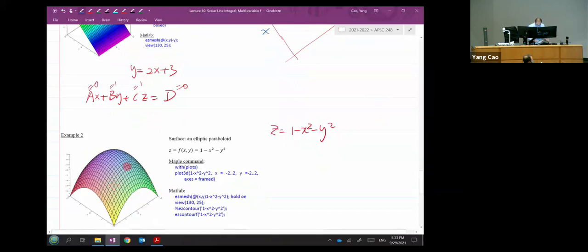This kind of surface, as I said, it's listed here, is called an elliptic paraboloid. I think it should be pronounced paraboloid. Elliptic paraboloid. Sometimes we just call it paraboloid.